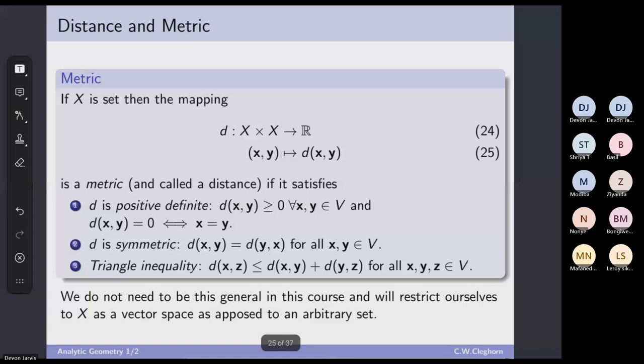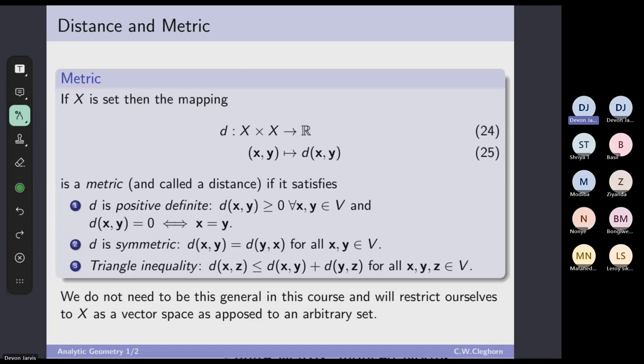Okay, and this then helps us define what is known as a metric. So this is, again, the next step in our terminology. If X is a set, then the mapping which takes in two elements of the set and maps onto a real number is a metric and is called a distance if it satisfies the following properties. So D is positive definite, at least according to this notation over there. But now in this case, it takes in x and y. So this would probably be closer to positive semi-definite because of the equality to zero.